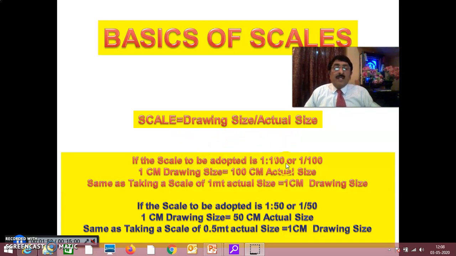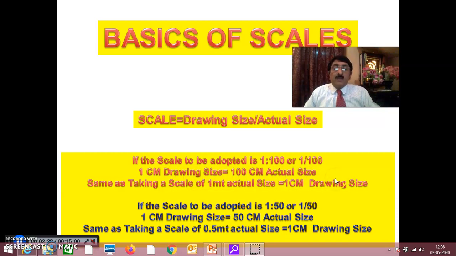If the scale to be adopted is 1:100 or 1/100, you substitute here: scale equals drawing size by actual size, equal to 1/100, means 1 centimeter drawing size is equal to 100 centimeter actual size. Actually 100 centimeter is 1 meter. That means this is the same as taking a scale of 1 centimeter equal to 1 meter actual size.